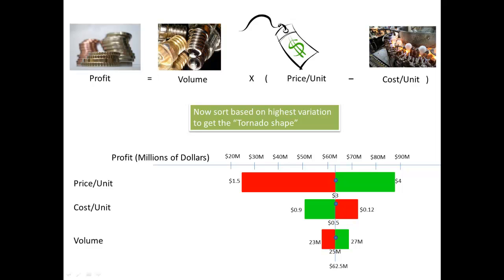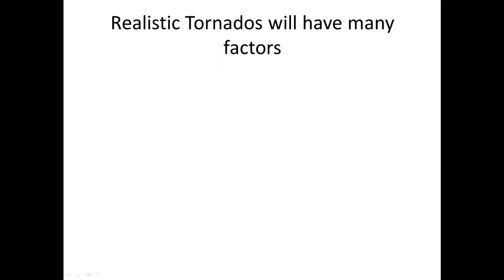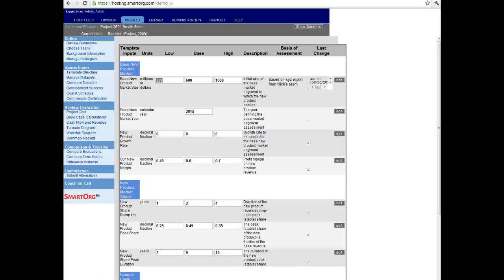And we might want to question why we are so certain that the volume is within this narrow range. Perhaps there's a wider one. That's one important use of tornado diagrams. Realistic tornadoes will have many factors. For example, in this screen from our software Portfolio Navigator, we show a whole bunch of actual factors that come up in a product launch situation.